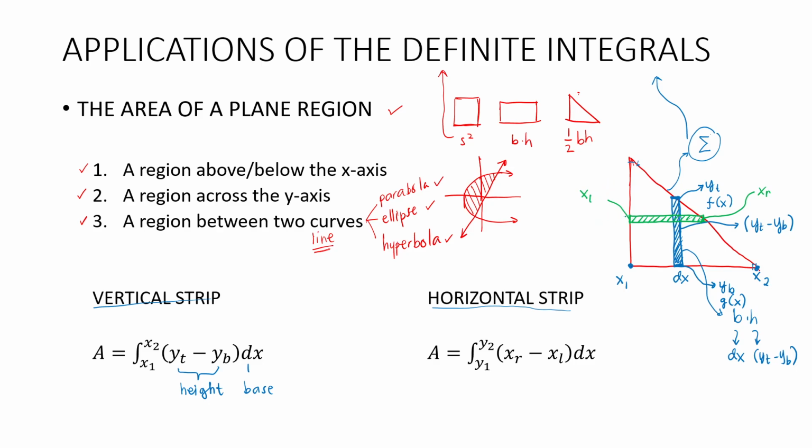It's still the same. So the base, instead of being dx, is now xr minus xl. That is your base. And then your height is the unknown height, which is your differential y, so that's dy. So this horizontal strip is base times height. Again, we're just adding up multiple horizontal strips. So this is where your limit is introduced. Since we are now in the y aspect, this will be from y1 to y2.